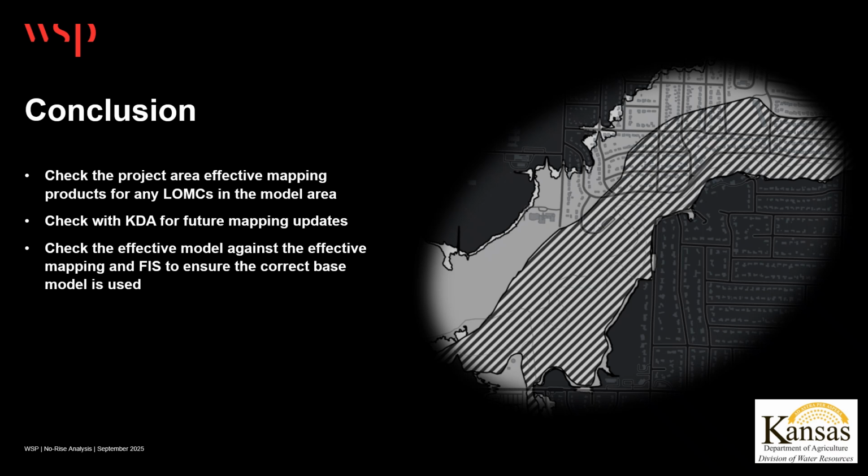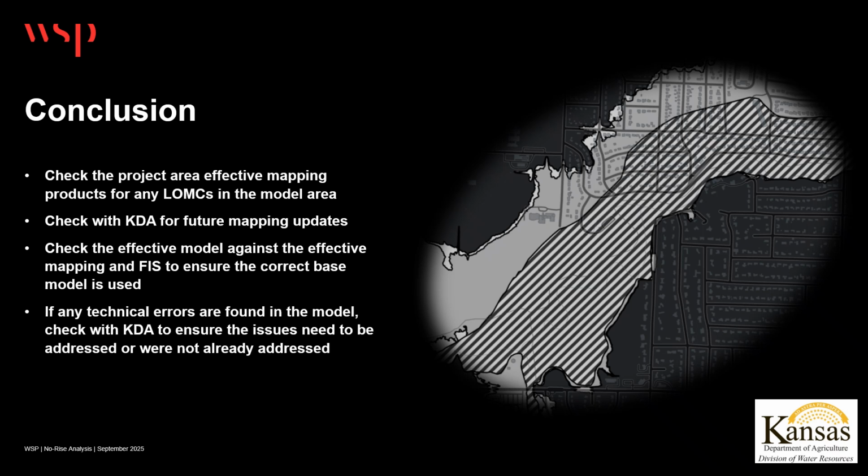Check the effective model against the effective mapping in FIS. So remember that the duplicate effective model is required, and this is a good check to make sure that you have the correct starting model. If any technical errors are found in the model, remember to check with KDA first if you find these errors, and they may already be addressed, or you may need to address them with a corrected effective model.